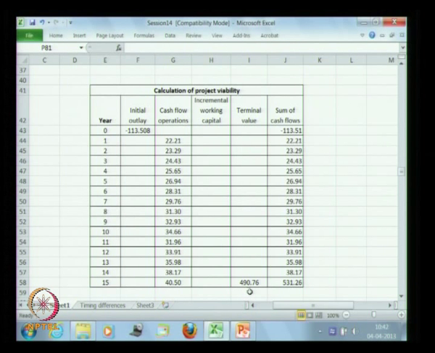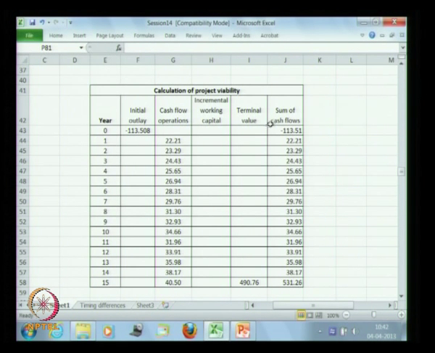So the value of the terminal cash flows at the end of year 15 is 490.76. So these are the 4 cash flow components that we needed: initial outlay, cash flow from operations, incremental working capital, and terminal value to determine your capital budgeting decision.